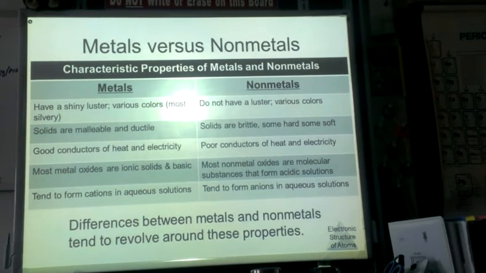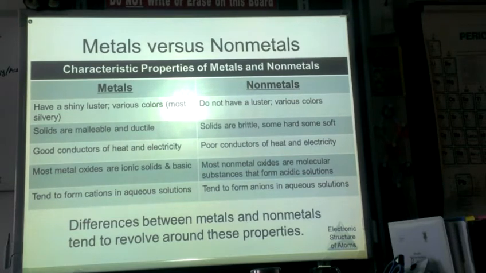Okay, we know metals are good conductors of heat and electricity, and we know this because they have that sea of electrons. That sea of electrons allows the electrons to not be localized around one particular cation. They're able to move freely amongst all of the cations in the metal, okay? So they're great conductors of heat and electricity, and that's because of the sea of electrons.